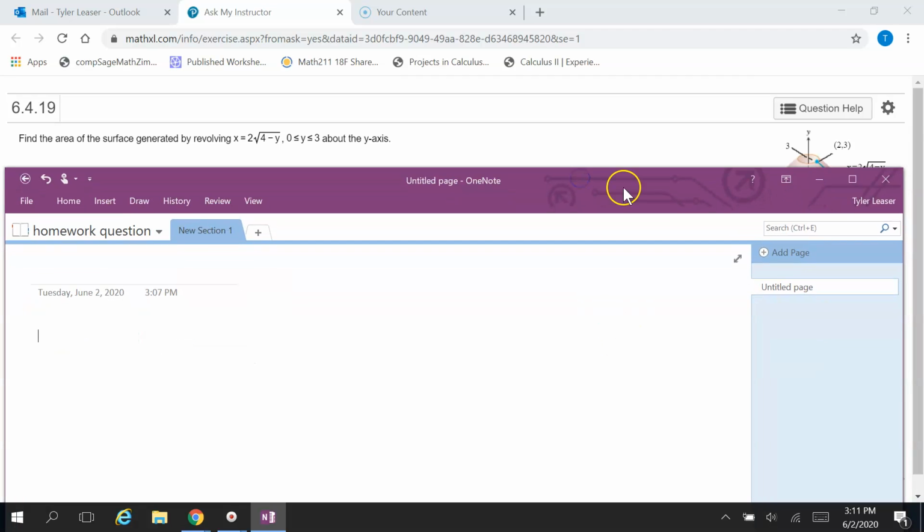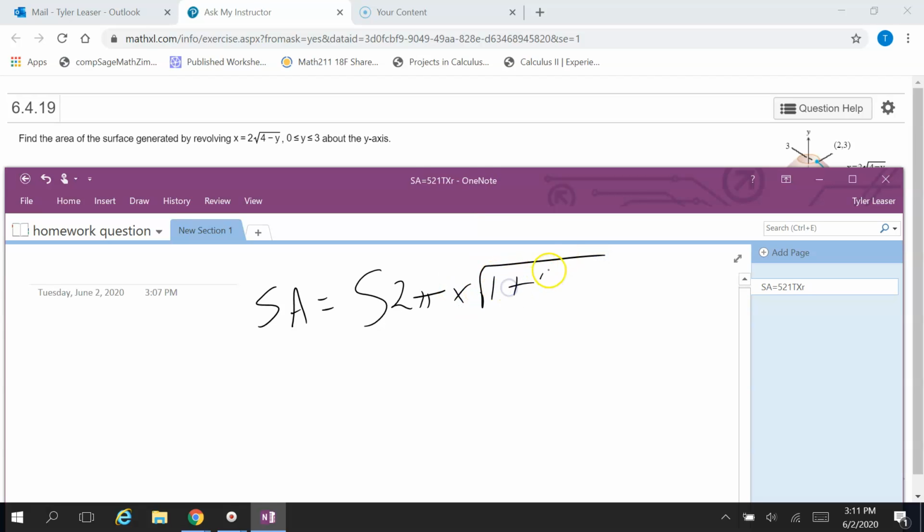So anytime it's asking you to find surface area, first we need the formula for surface area, which is the integral of 2 pi. We do have to be careful here because they give us x as a function of y. We need to interchange the x and the y values in the formula. So instead of 2 pi y, it's going to be 2 pi x square root of 1 plus the derivative as a function of y squared dy. So we're going to need that derivative.